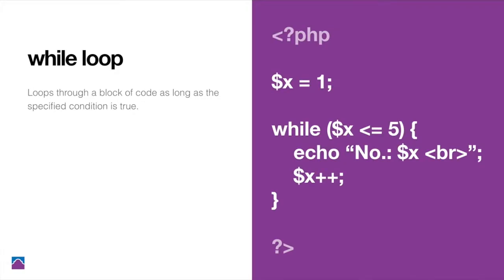There are different types of loops. Since y'all have been working with WordPress, you're going to see this a lot: the while loop. It basically just runs as long as the condition is true for that amount of time. So in this example, I have x equals 1. The variable x has the value, the integer 1.